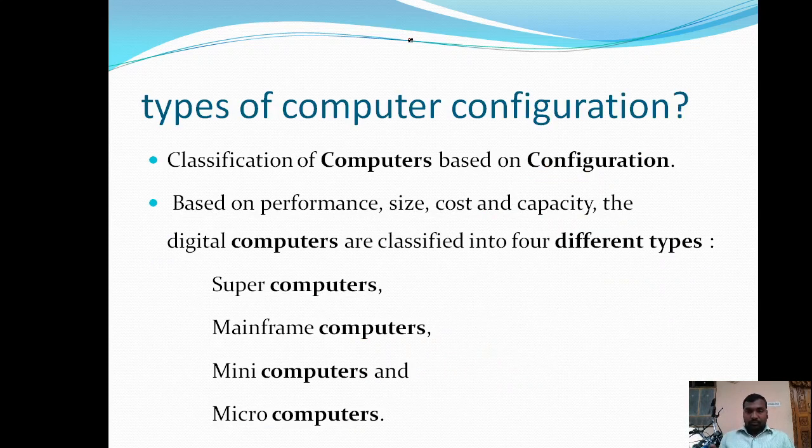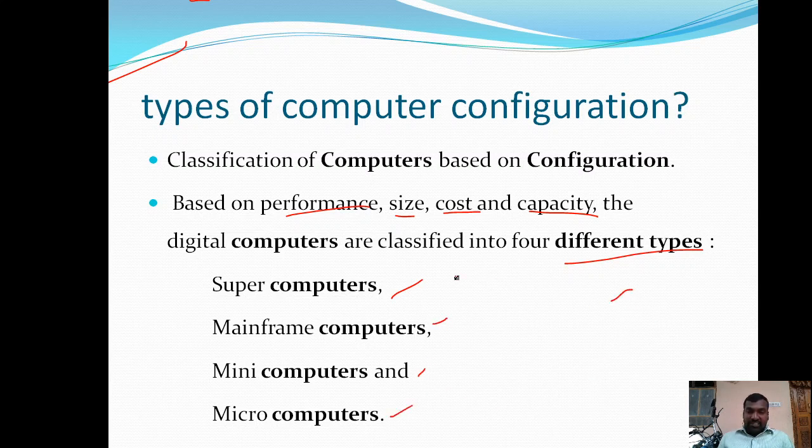Okay, now there are various types of computer configuration based on their size, their cost and their capacity to handle problems, meaning their speed. Okay, so based on the performance, size, cost, and capacity, digital computers are classified into four types: supercomputers, mainframe computers, minicomputers, and microcomputers.